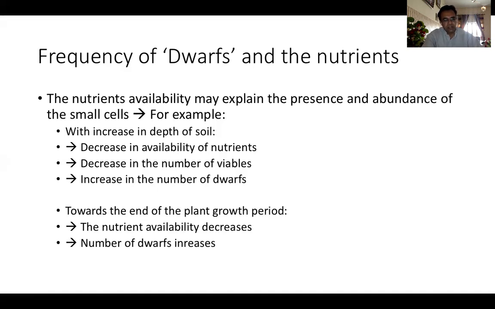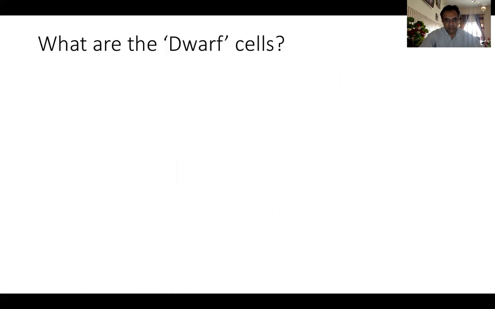Second scenario is plant growth. When plant growth is proceeding towards the end of the season, the nutrient availability decreases, and with the decrease in nutrient availability, it has been observed that the number of dwarf cells increases. So there is a very clear relation between nutrient availability and the abundance and presence of dwarf cells.